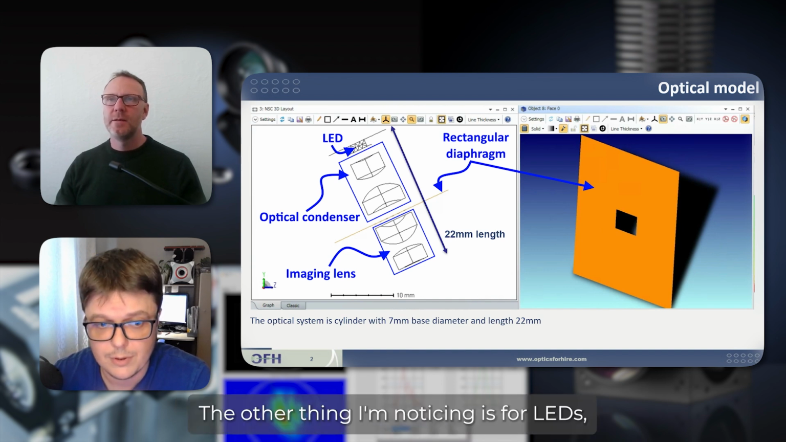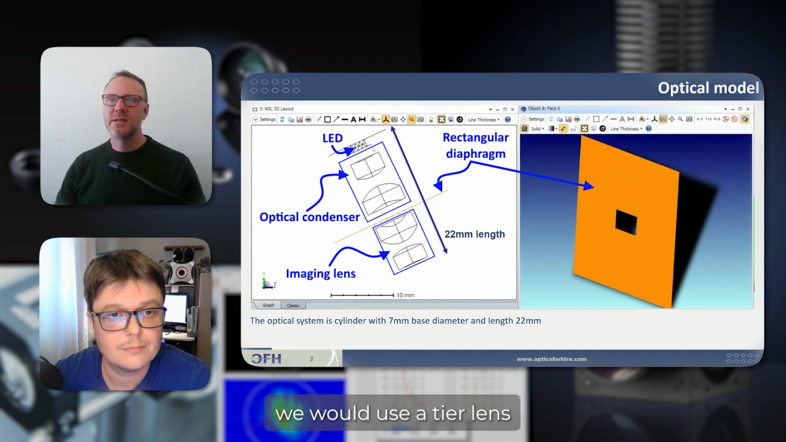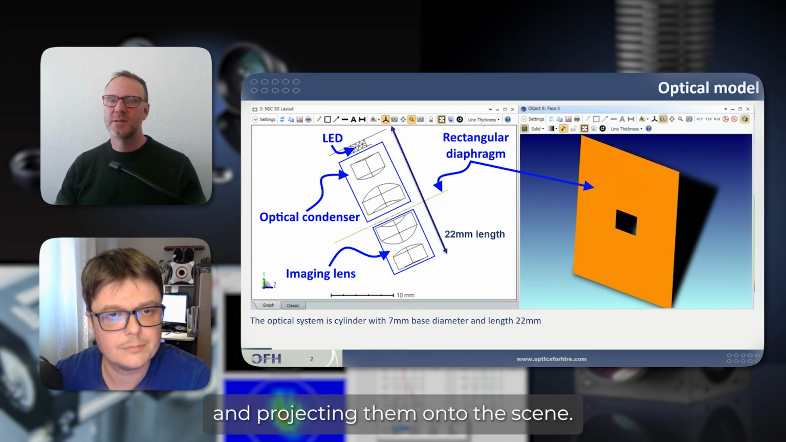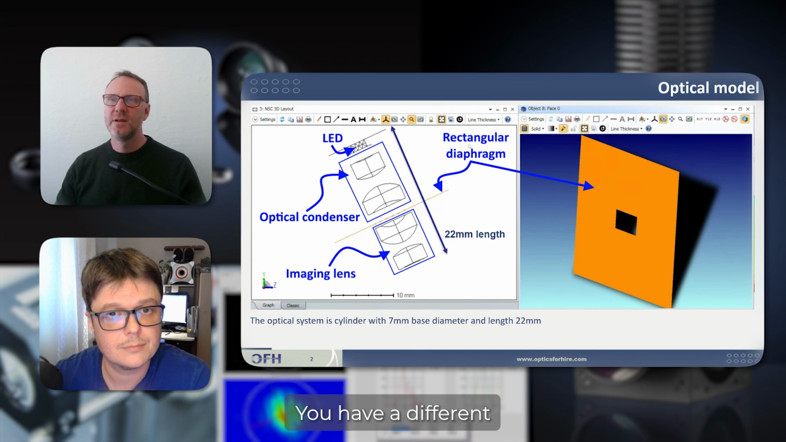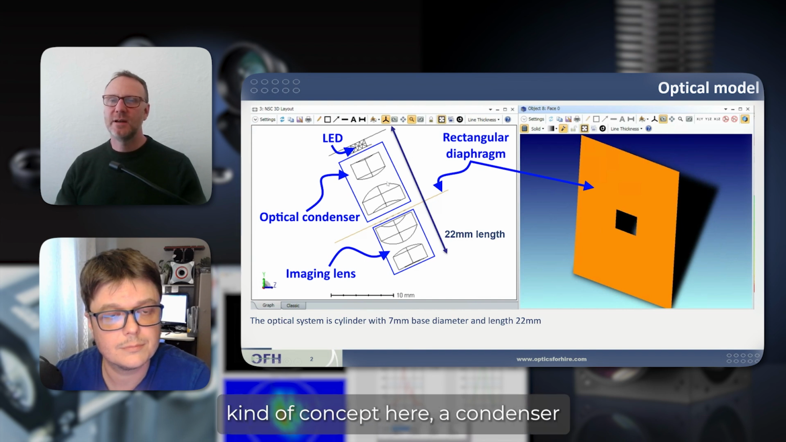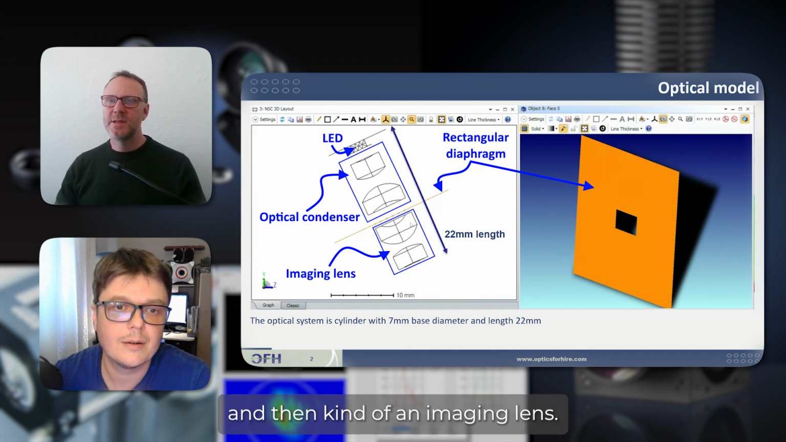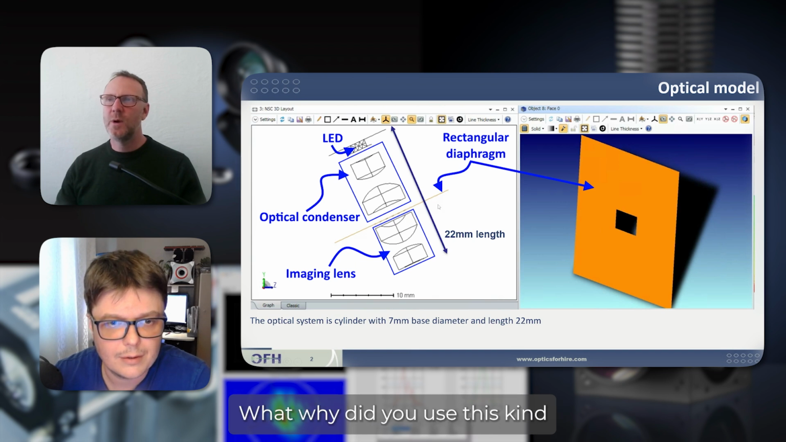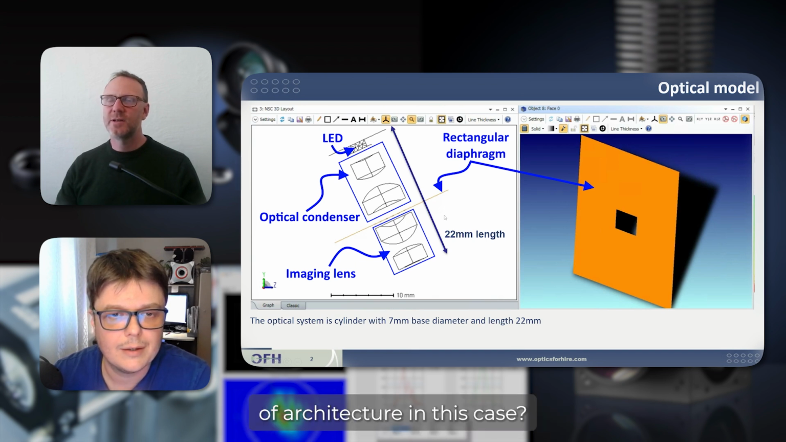Yeah. The other thing I'm noticing is for LEDs, a lot of the times we would use a TIR lens for capturing the photons leaving the LED and projecting them onto the scene. You have a different kind of concept here, a condenser lens with two elements and then kind of an imaging lens. Why did you use this kind of architecture in this case?